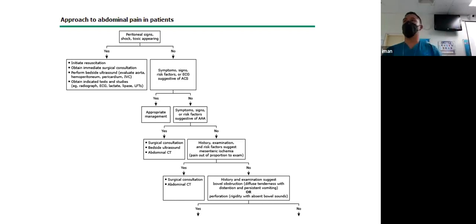So we go to abdominal aortic aneurysm. Are there symptoms, signs or risk factors? Anyone can tell me the signs of abdominal aortic aneurysm? Signs and symptoms or any information that is suggestive of AAA, that makes us think maybe we cannot rule out AAA. Anyone at home can also reply on the chat.